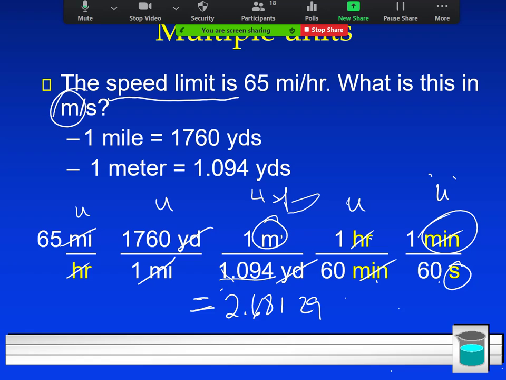Now, if they said a car is traveling 65 miles an hour, that would be a measurement, and it would only have 2 sig figs. So how many sig figs it has depends on where you got the numbers from. So since I got that from a definition, the smallest number of sig figs I have is 4. So I have to keep 4. 2.681. And the units are meters over seconds.